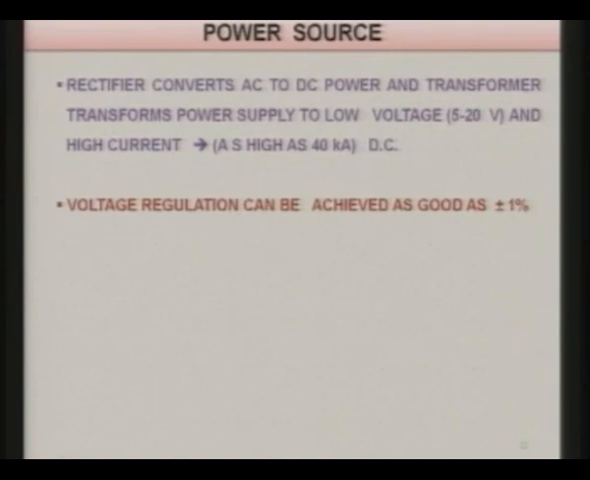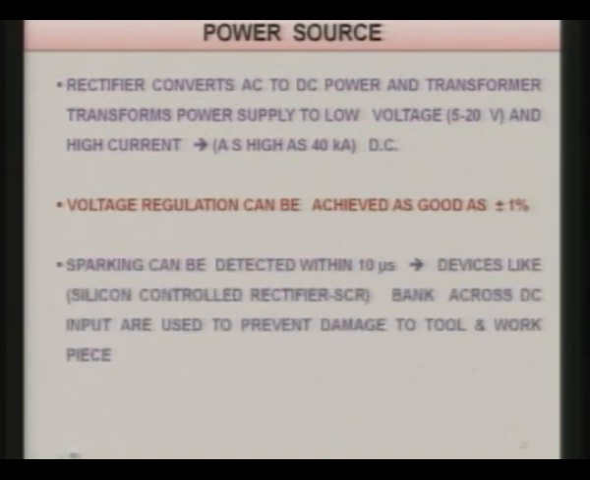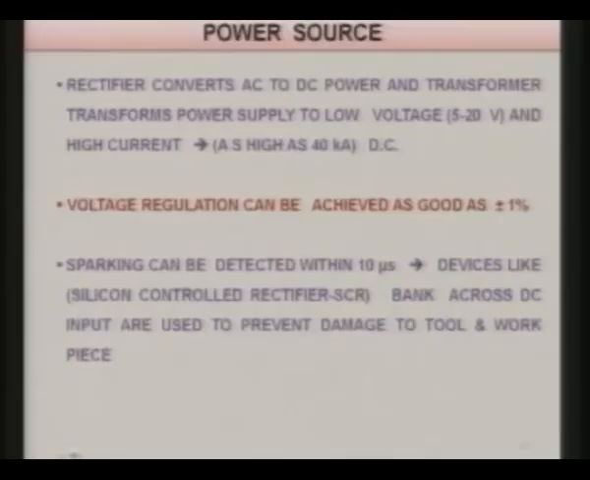Voltage regulation can be achieved as good as plus minus 1%. Sparking can be detected within 10 microseconds, because sparking should be detected and avoided at any cost, because if sparking takes place then it will damage the tool as well as the workpiece both. So, devices like silicon controlled rectifiers, that is SCR, banks across the direct current input are used to prevent damage to the tool and workpiece both.